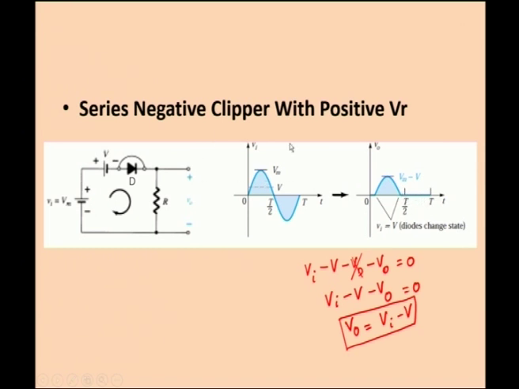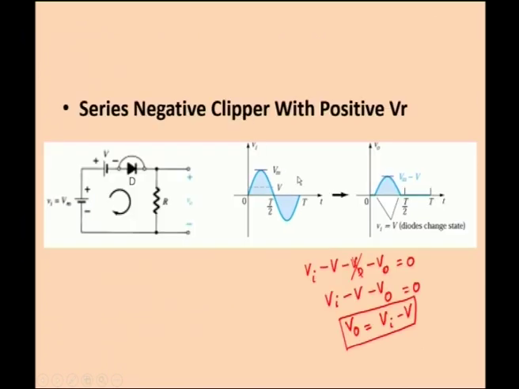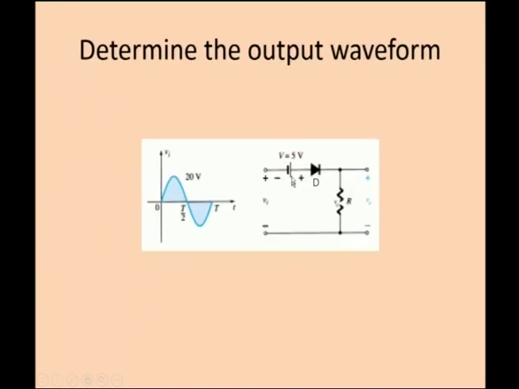So, this is the negative clipper with the positive reference, the same circuit, but with the different polarity for this DC supply. When you see this circuit, the positive is connected to the positive terminal of the battery and the negative is connected to the anode of the diode. Only the polarity is reversed for this DC supply.